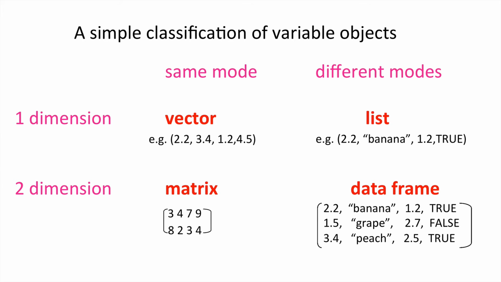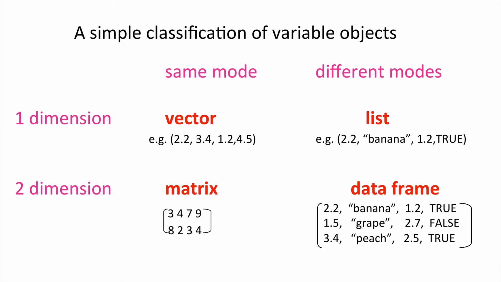Hello. Let us begin with a simple two-way classification of objects in R that we met earlier. Today I'd like to discuss lists and data frames. You'll remember that a list involves a range of elements all in a single dimension, and yet the elements can have different modes. For example, they can be numeric, character, or logical.